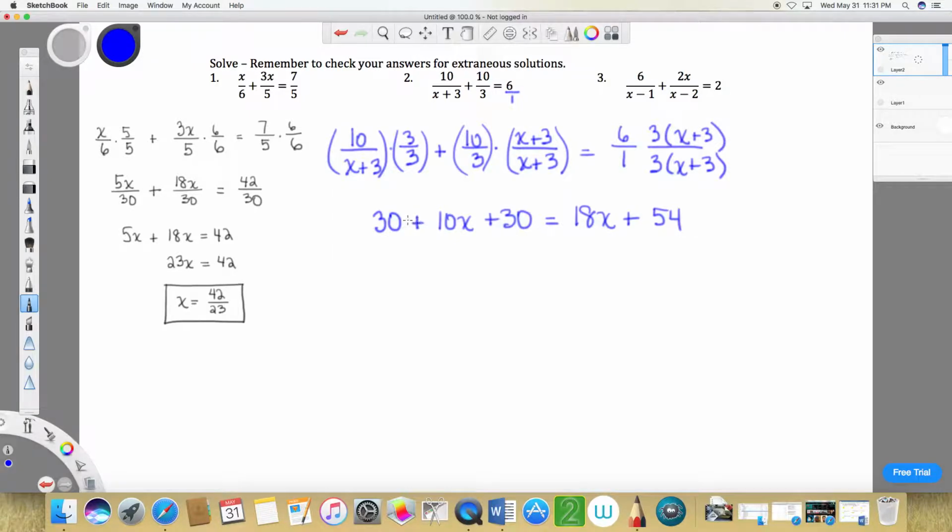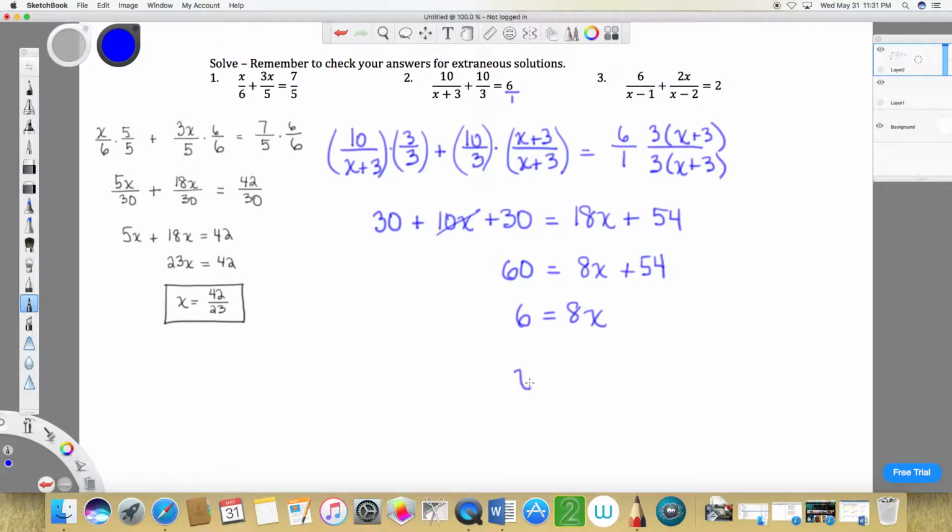So now I simply want to solve this for x. On the left-hand side, let's combine these like terms. I've got 30 plus 30, which is 60. If I take away 10x from the left-hand side, I've got to take away 10x from the right-hand side. And now let's take away 54 from each side.